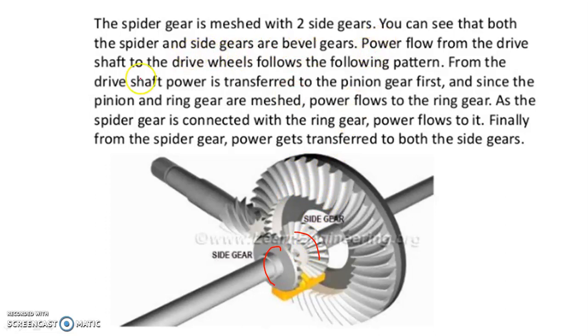Power flows from the drive shaft to the drive wheels following this pattern. From the drive shaft, power is transferred to the pinion gear. Since the pinion gear and the ring gear are meshed, power flows to the ring gear. As the spider gear is connected with the ring gear, power flows to it. Finally, from the spider gear, power gets transmitted to both the side gears. These side gears are mounted on the rear axles.